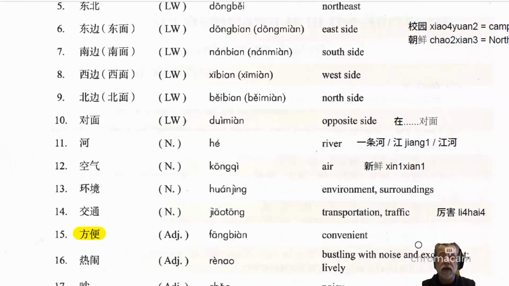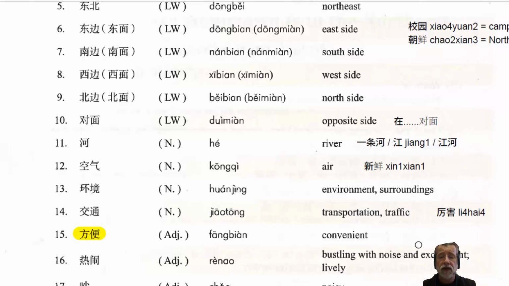方便 can be used together with all kinds of different situations. So if somebody asks you to do something, you might say, 对不起，我现在做不方便. So it's not convenient for me to do it now.